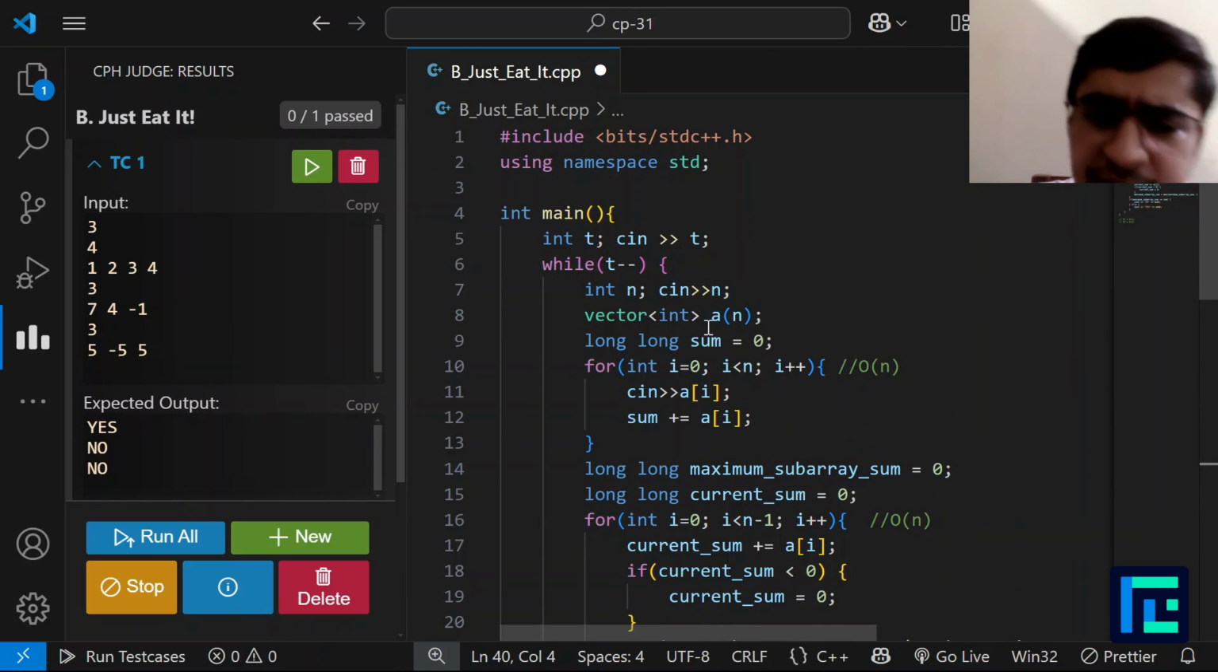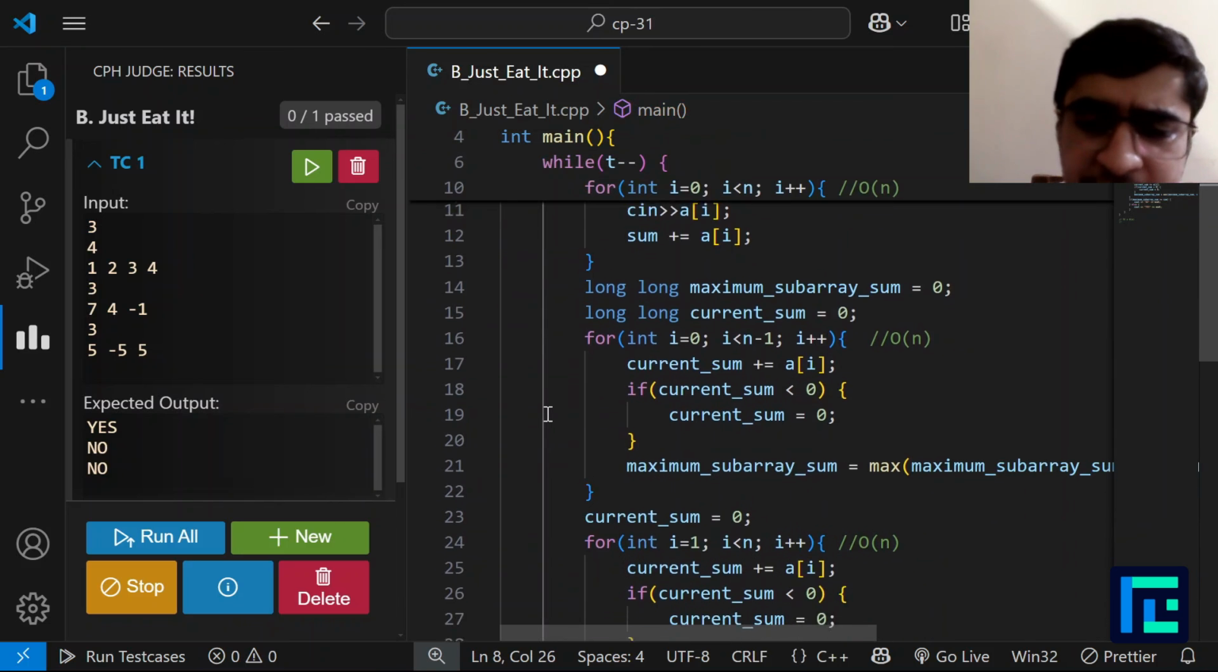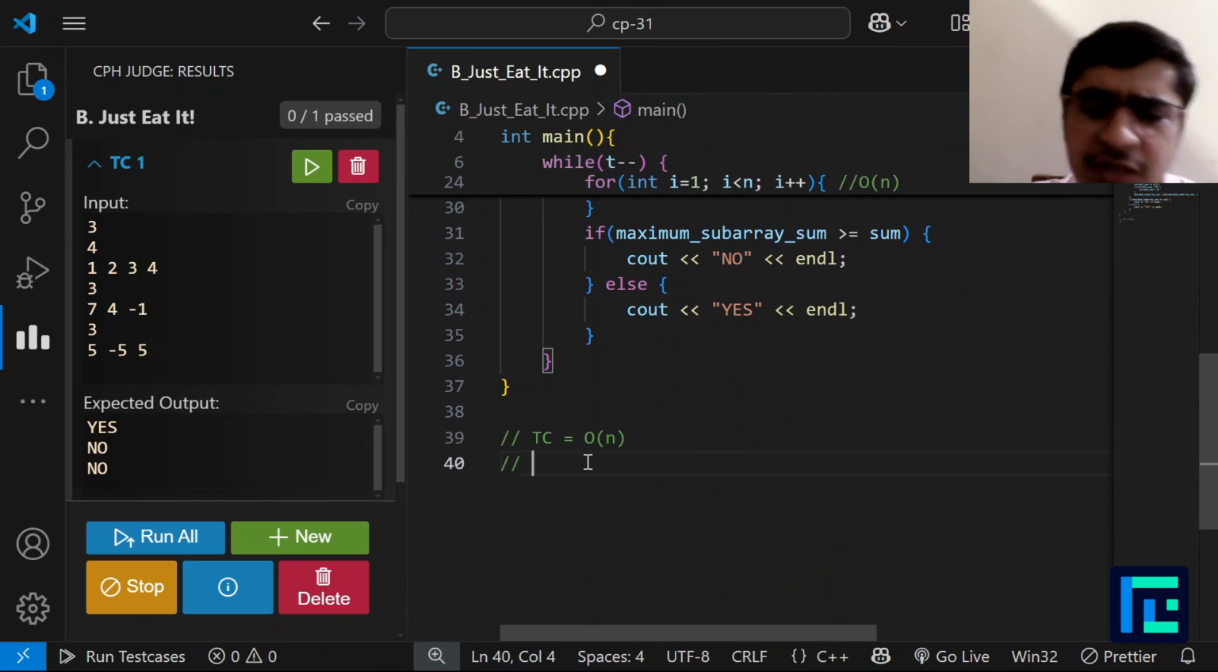And for the overall space complexity, we have taken an array of length n as input, and then there's no other extra space in our solution. So the space complexity also becomes order of n.